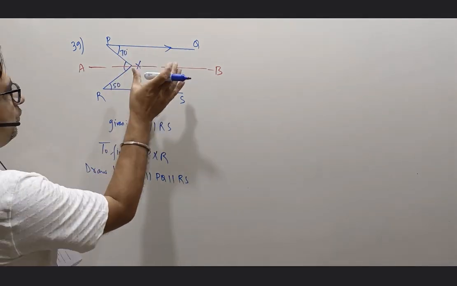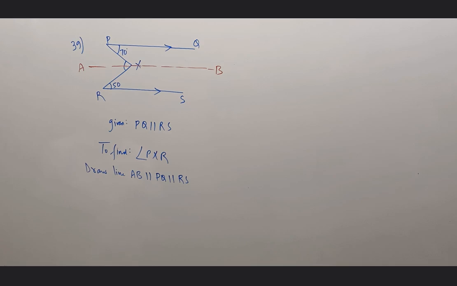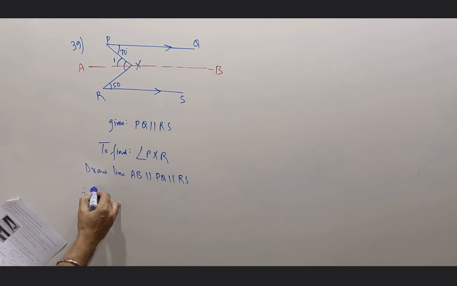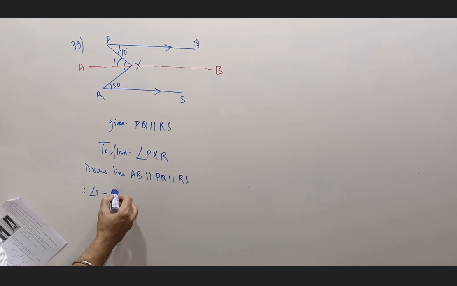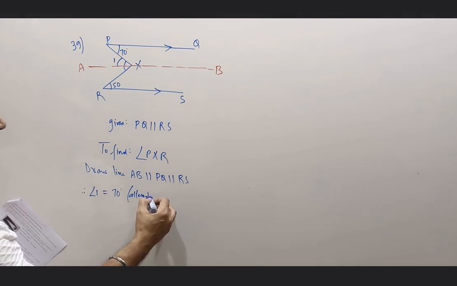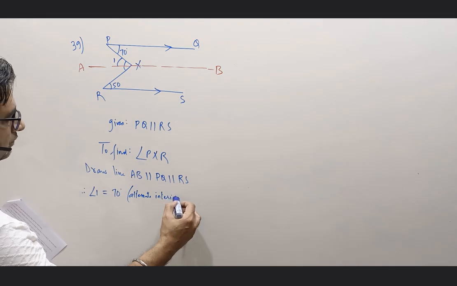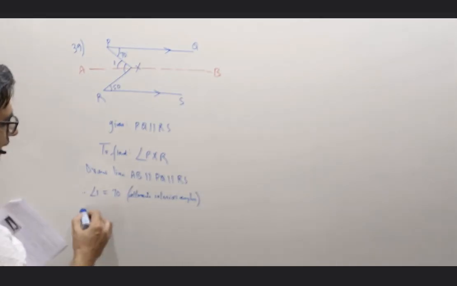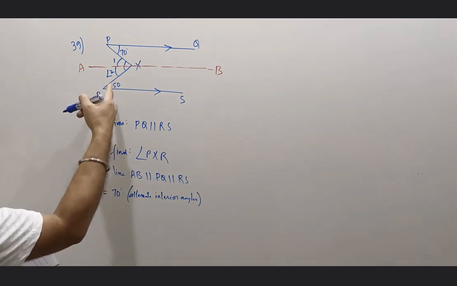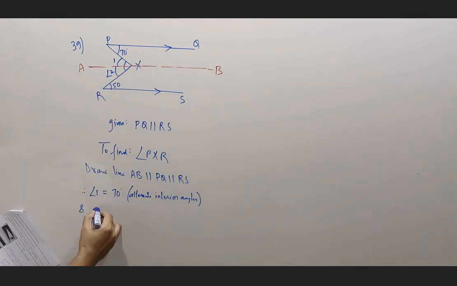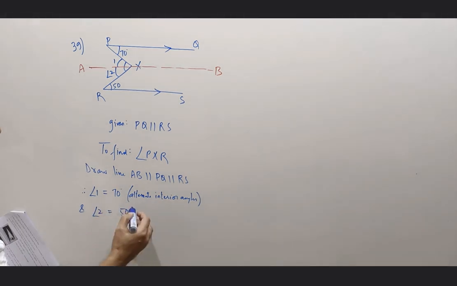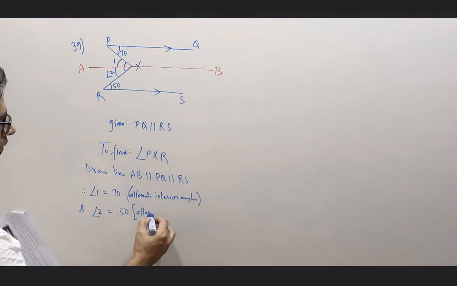See, at this angle, let's call it 1. Therefore, angle 1 is equal to 70 degree. Alternate interior angles. And if I call this angle 2, then angle 2 and 50 are again equal because they are alternate interior angles. Angle 2 is equal to, sorry, not angle 50, it's 50. That's a measure, 50 degree. And this is equal to alternate interior angles. And I'll explain you how this happens.